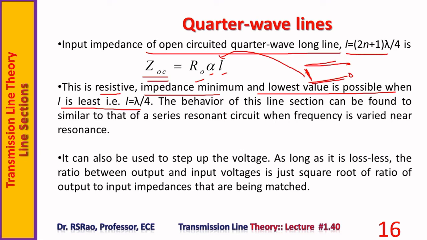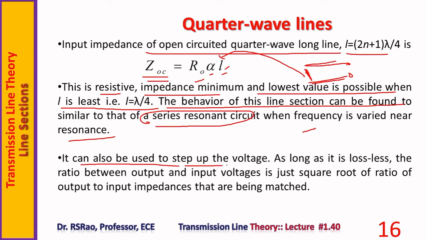See, here we started by assuming L equal to 2n plus 1 lambda by 4. When L equal to lambda by 4, length becomes small. Therefore, ZOC becomes very small. The behavior of this line section can be found to be similar to that of a series resonant circuit when frequency is varied near its resonance. It can also be used to step up the voltage.